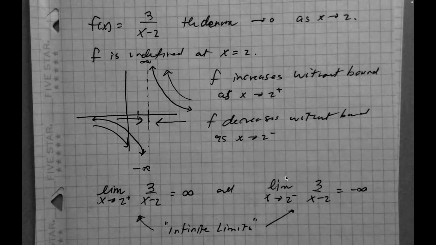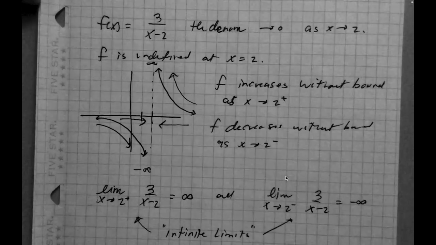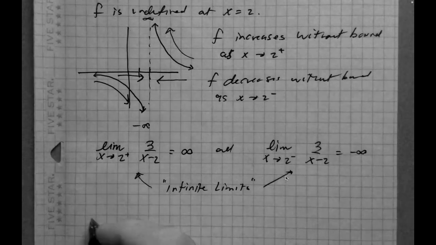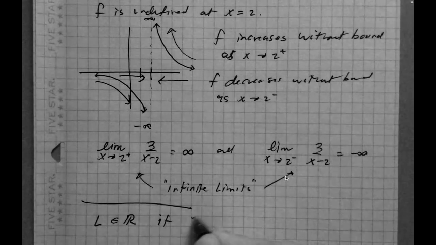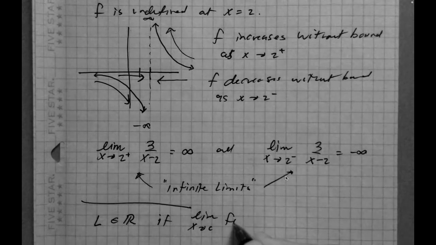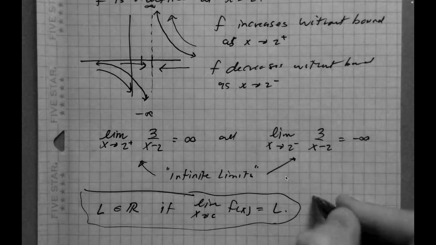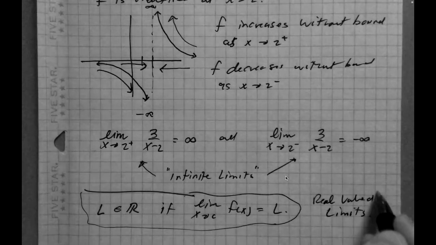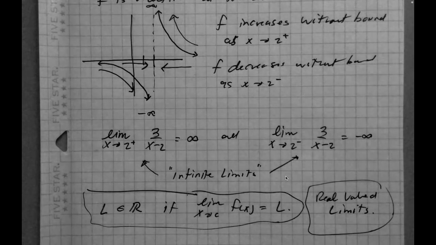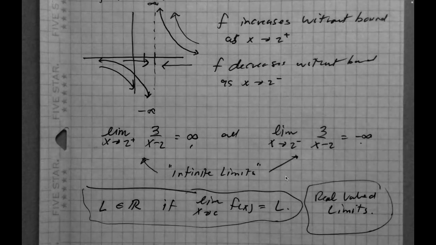Okay, so these are a different beast than the normal limit. They have a different definition altogether. If you recall, with the normal, real valued limits, one of the conditions is that the value L has to be a real number if the limit as x approaches c of f of x equals L. So that's a real valued limit. This is something kind of different, because obviously these are not real numbers.